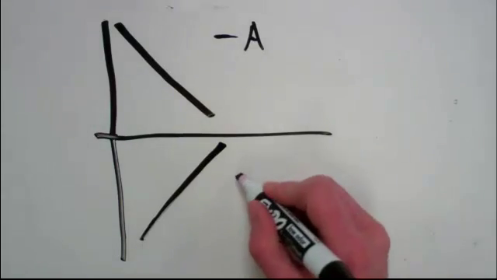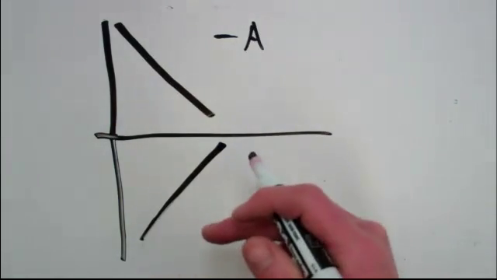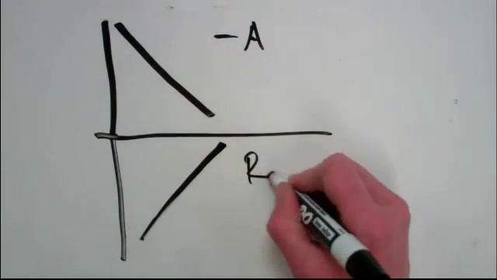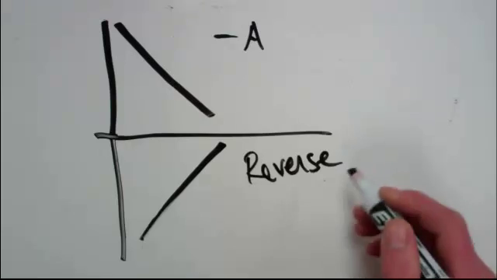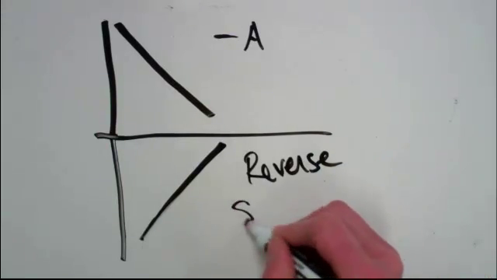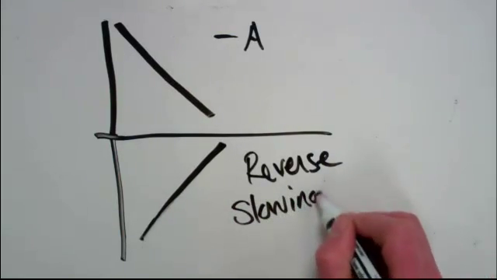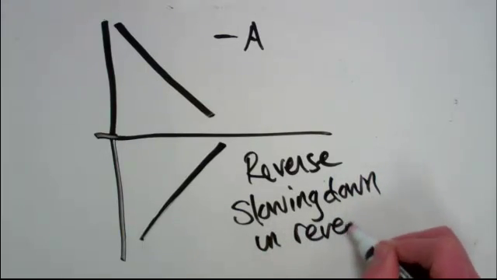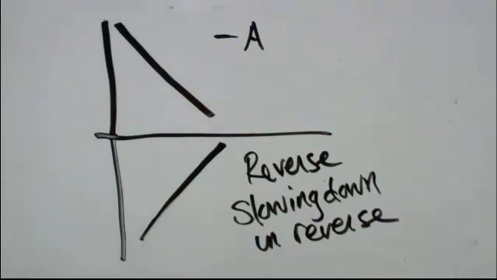Slowing down in the wrong direction. Right? So I'm going in reverse, and I was going very fast in reverse, but now I'm slowing down in reverse. Alright? So that's just a couple of different ways of looking at this.